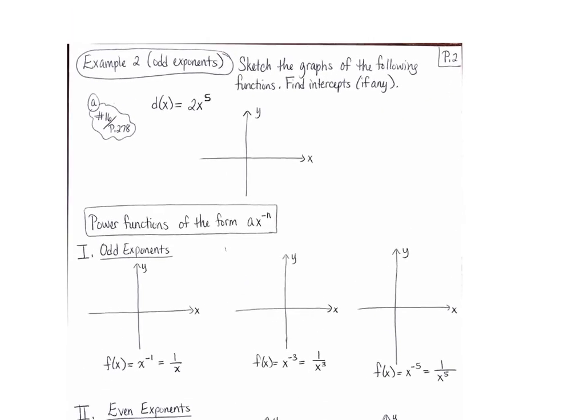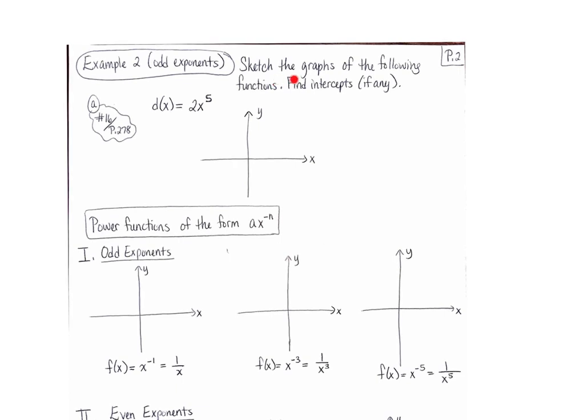Example 2. Same instructions. Sketch the graphs of the following functions and find intercepts, if any. Here we have d of x equals 2x to the fifth. So if you want to plot points, you have x, and then you have d of x. What values of x do you want to choose? -1, 0, and 1. Good.